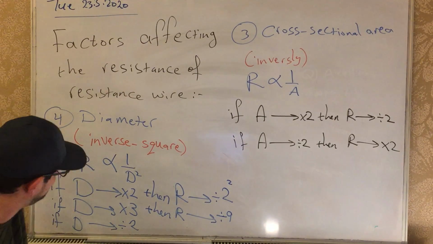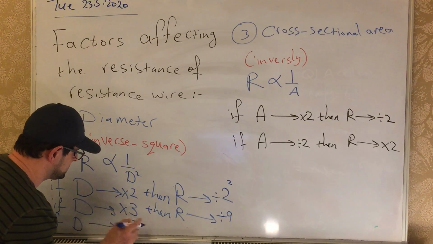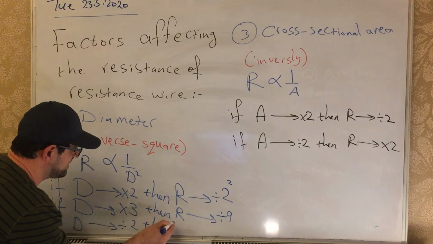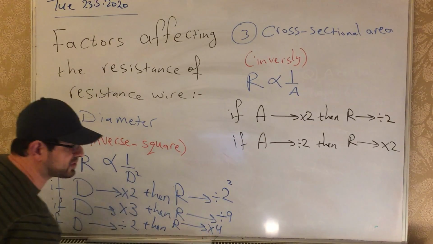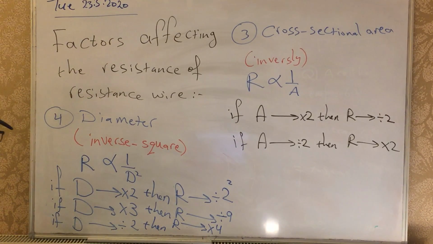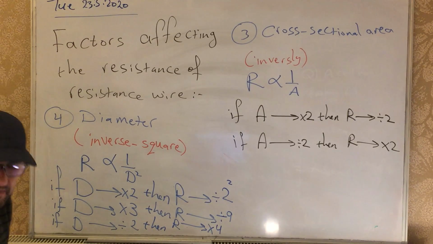If the diameter was divided by 2, then the resistance will be multiplied by 2 squared, which is multiplied by 4. I will give you an equation that helps you to solve any problem.